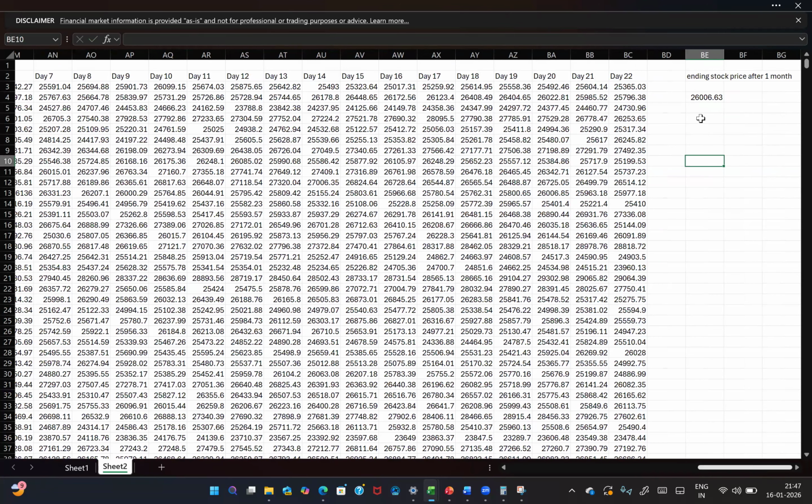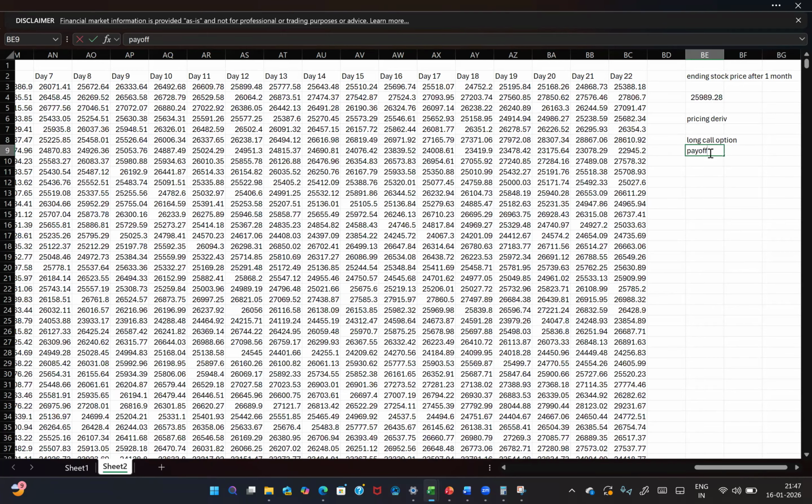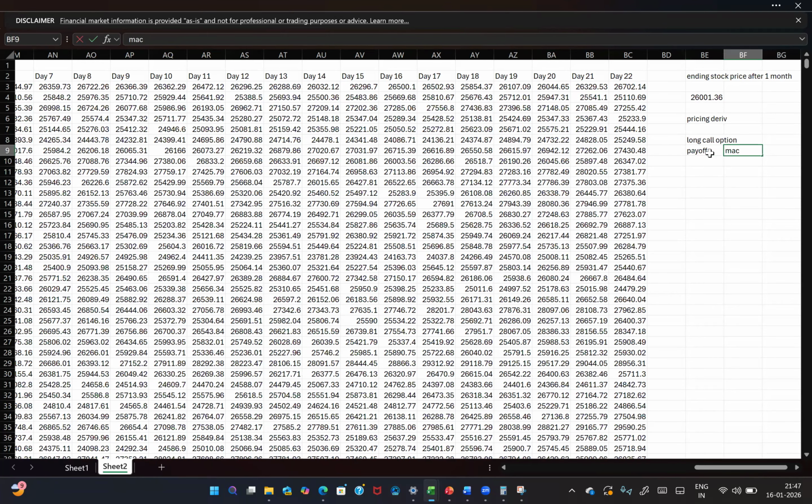And more importantly, it will help us price the option. So we can use it for pricing derivatives. So we'll take the simple example of a long call option. So long call option, the payoff function is nothing but max of ST minus K comma 0. So we need to assume certain strike price. So assuming strike price is at the money. So our initial stock price is 25, close to 700. So that's what we'll assume as the strike price.